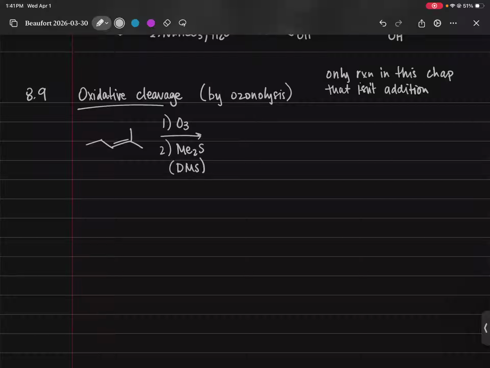Okay, so we start with an alkene. First, we treat it with ozone, O3, hence ozonolysis. And then with dimethyl sulfide, which you can write as Me2S, because it's S with two methyl groups, or DMS, dimethyl sulfide. And this is really kind of interesting and weird. Okay, so there's a method for drawing the products here.